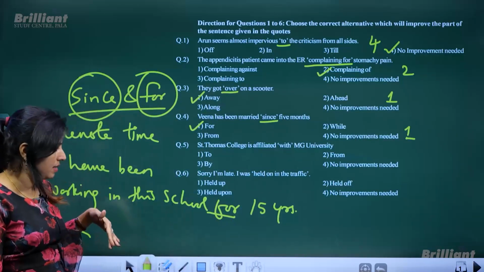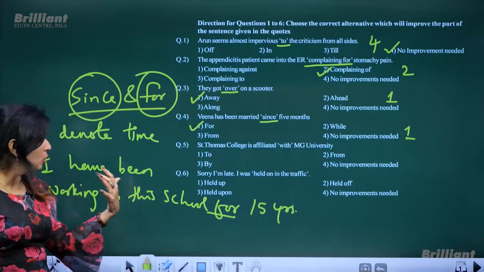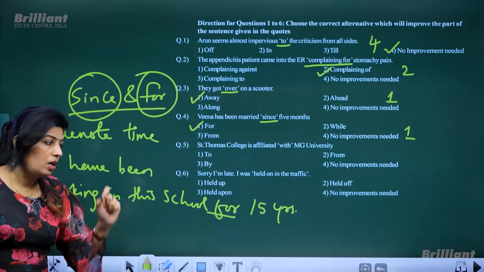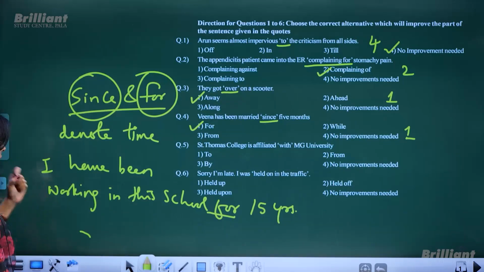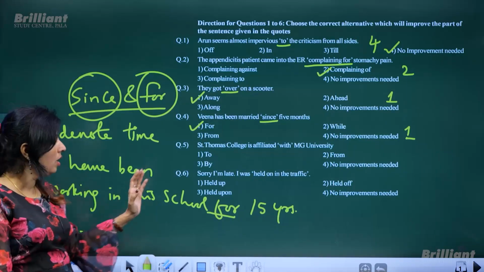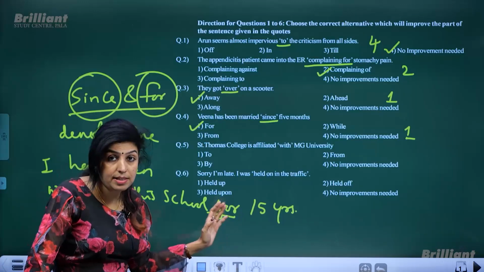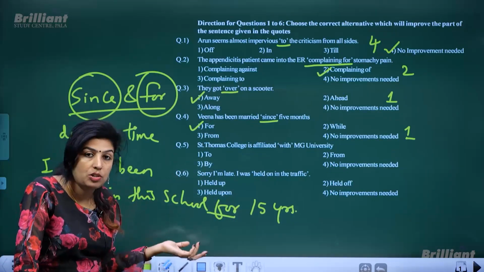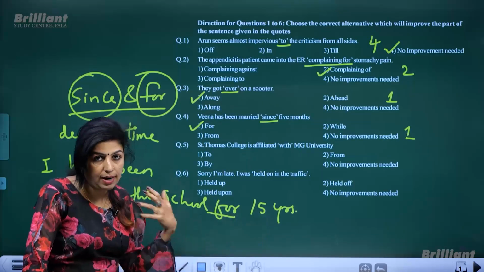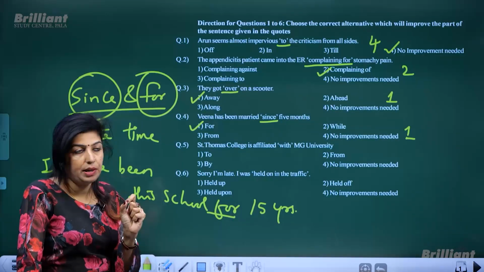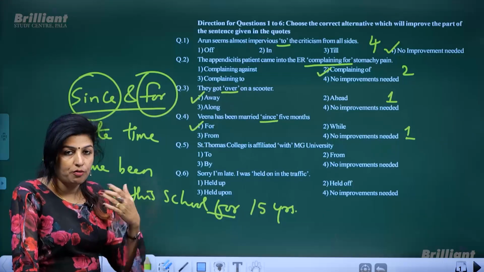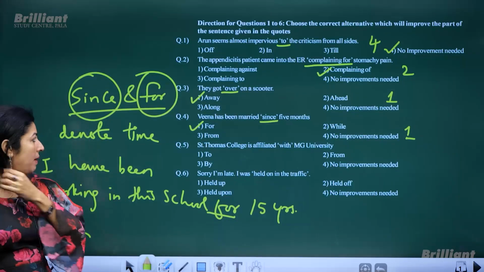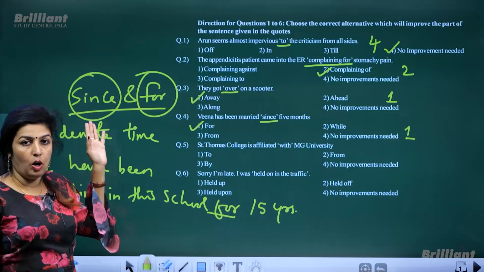And in the same sentence, if I need to use since instead of for, I have to use another term. That means I have been working in this school since... Okay, since it could be 2003, 2004, 2005. Likewise, I have to give the exact year. So if my intention is to give you the exact point of time, I have to use the option since.